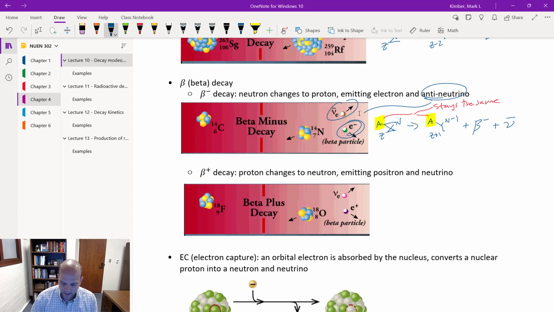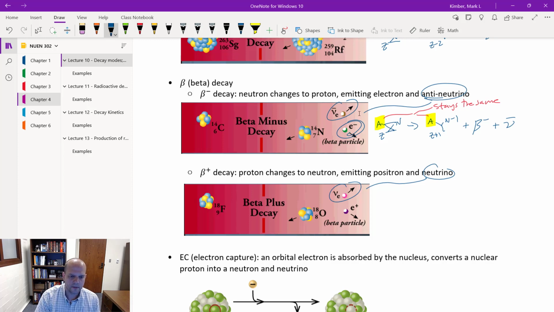Beta plus decay is related to this, but I've got a neutrino instead of an antineutrino. And the antineutrino and the neutrino are extremely small. They're not massless, but they are extremely small mass, so small that when we get into Q-value calculations, we're going to neglect the rest mass of those neutrinos. But any kind of beta decay is accompanied by either an antineutrino in the beta minus scenario or a neutrino in the beta plus scenario.